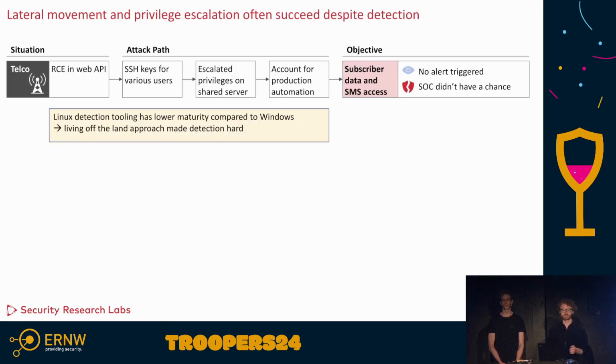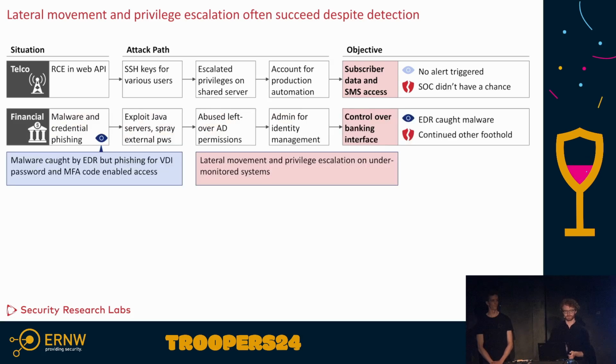One recent engagement was with a telco. We got into their network via code execution in an internet exposed system, then found SSH keys, moved around in the Linux environment, and finally got some credentials for a production automation user. With this user, we could achieve all our goals. We could access arbitrary systems, including subscriber data and reading SMS. In this case, it was quite hard to catch us because we didn't trigger an alert, partially due to a living off the land approach in the Linux environment. So very hard here to catch us.